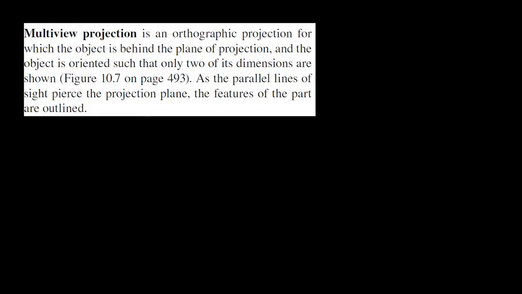In multi-view projections, the plane of projection is kept between us and the object. Here, the definition of our multi-view projection is put better into words. The second statement, which states the object is oriented such that only two of its dimensions are shown, makes more sense in the next slide, where I've shown a bad orientation of the object inside the box and a good orientation. As you progress through the course, the orientation just becomes common sense.